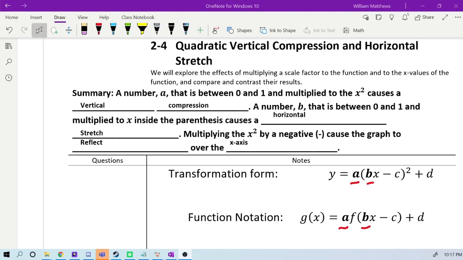Today we'll be going over quadratic vertical compression and horizontal stretch. Vertical compression and horizontal stretch occur whenever our value for A or B will be less than the parent function. In this case, it has to be between 0 and 1. In our last video, we had values that were greater than the parent functions, A and B, which were 1, so any value larger would work. Now we're going to do the opposite.